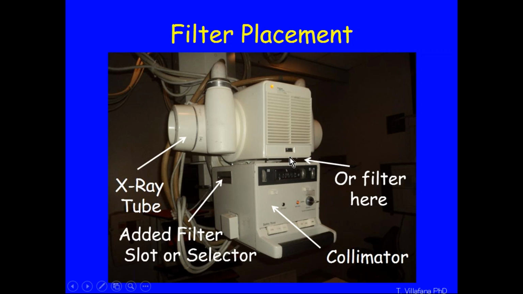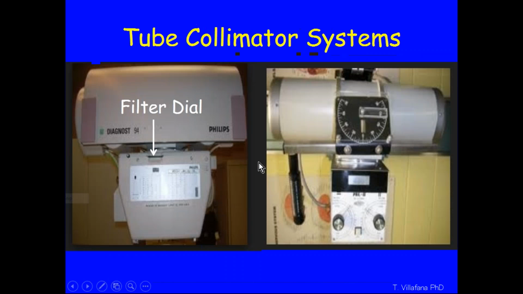Typically, however, the filters are placed between the X-ray tube and the collimator, somewhere in this intersection there. Okay, here are some various other models. This particular machine has a filter dial. You can dial the filter. This little rotating disc will bring to bear various thicknesses of aluminum into the beam. Very much used, as we mentioned, in Europe, not so well used in the U.S.